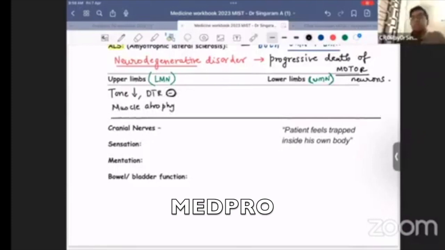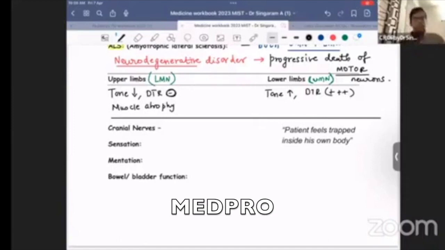Whereas in the lower limb, what will happen? Exactly opposite. It's a UMN lesion. So tone will be increased. Deep tendon reflex plus, meaning exaggerated deep tendon reflexes, and muscle bulk is usually normal. It is not atrophy. So that is what I'm trying to tell you. Just make a note of it. That's enough. Upper limbs LMN, lower limbs it is more of UMN.